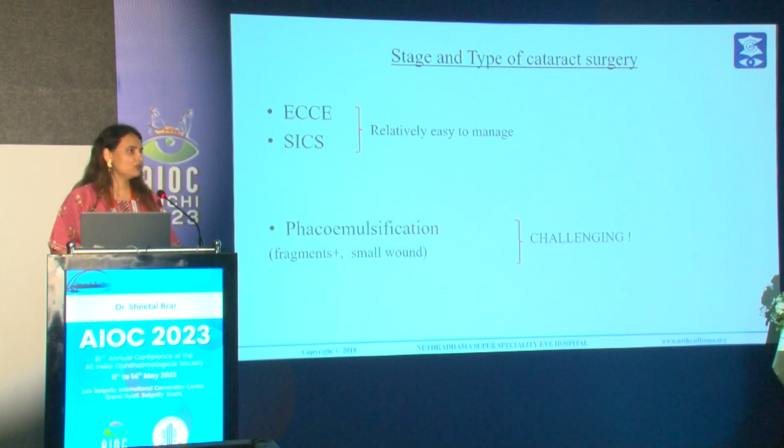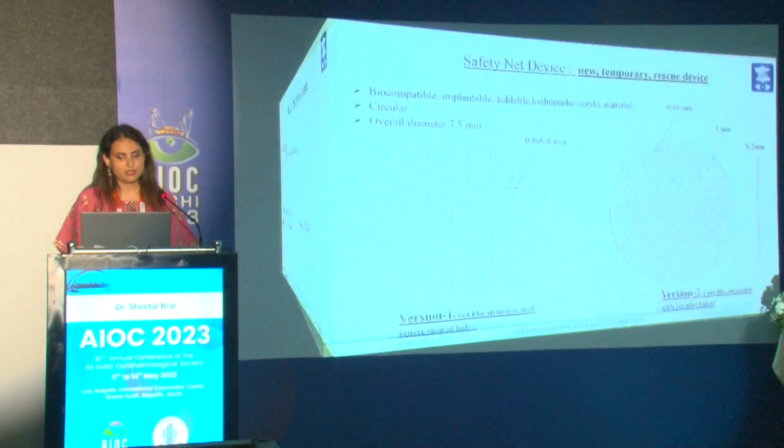So if PCR happens during ECCE or SICS, we know it's not a big problem. It's easy to manage. There's already a big wound and you can prolapse the nucleus out. But when PCR occurs during phacoemulsification and fragments are there in the anterior chamber and you want to manage it through a small wound, this is a big challenge. And this also entails a high risk of nucleus drop or fragment drop.